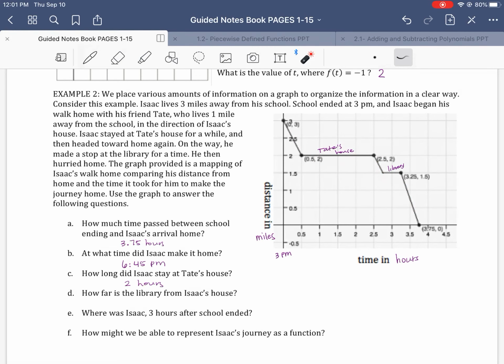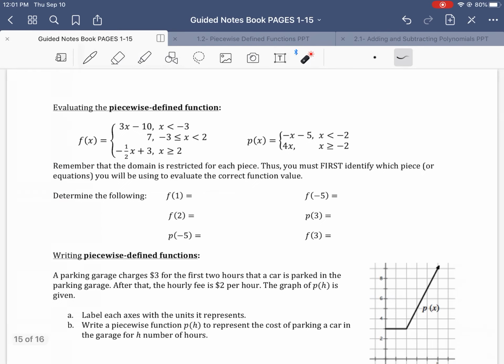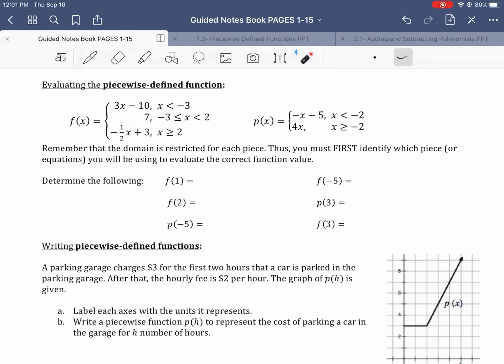But let's talk about evaluating first. So a piecewise function looks something like this that you see on the next page of your notes. And we name them using the function notation. So this one would be like f of x. This one is p of x. Notice they're both using an x input, but we distinguish them by naming them different variables there. So we've got f of x, and it looks like it's made up of 3 pieces. And p of x is made up of 2 different pieces. Notice this piece right here looks a little bit weird, after the comma. These are domain restrictions.